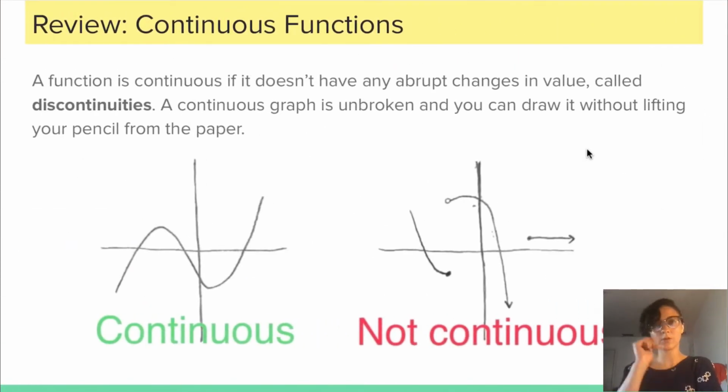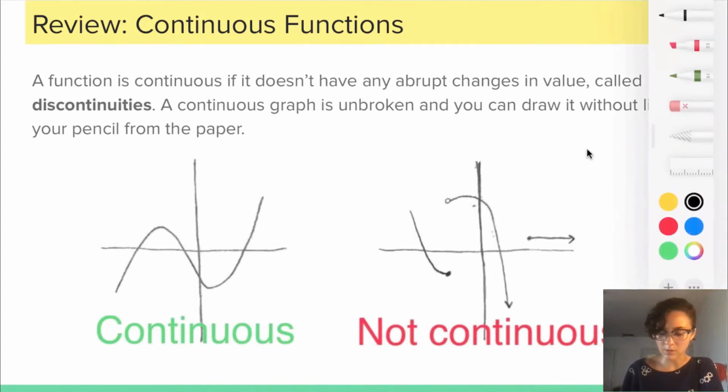Okay, just some quick review in the beginning, just to remind you what discontinuous means. A function is continuous if it doesn't have any abrupt changes in value. And these abrupt changes in value are going to be called discontinuities, which is what we're focusing on for the rest of the lesson. A continuous graph is unbroken and you can draw it without lifting your pencil from the paper.